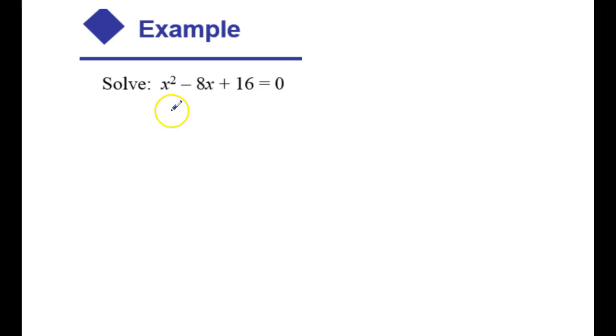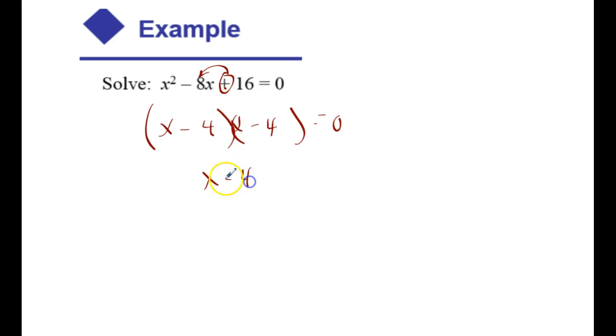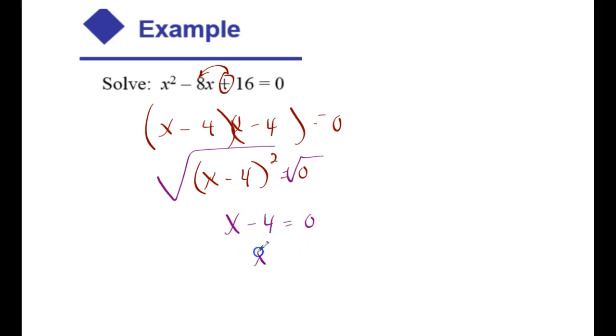Let's try this again. This is a little bit easier to factor, but it's kind of an interesting solution. Factors of 16 that add up to 8 are going to be 4 and 4. Signs are alike. They're both negative. And so look at this. You could write this as x minus 4 quantity squared. You could take the square root of both sides, giving you just x minus 4. So notice you just have one solution.